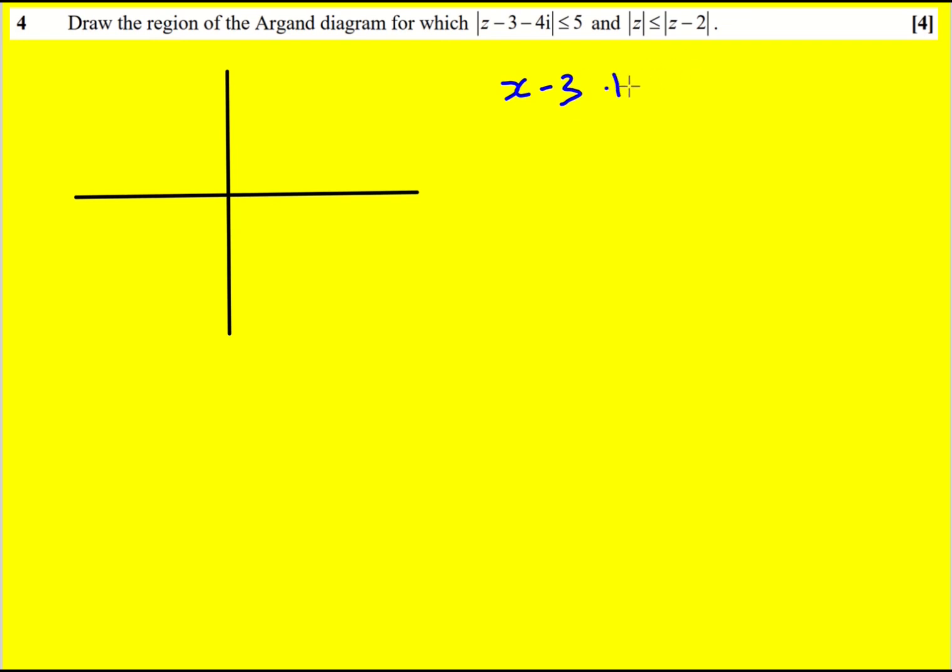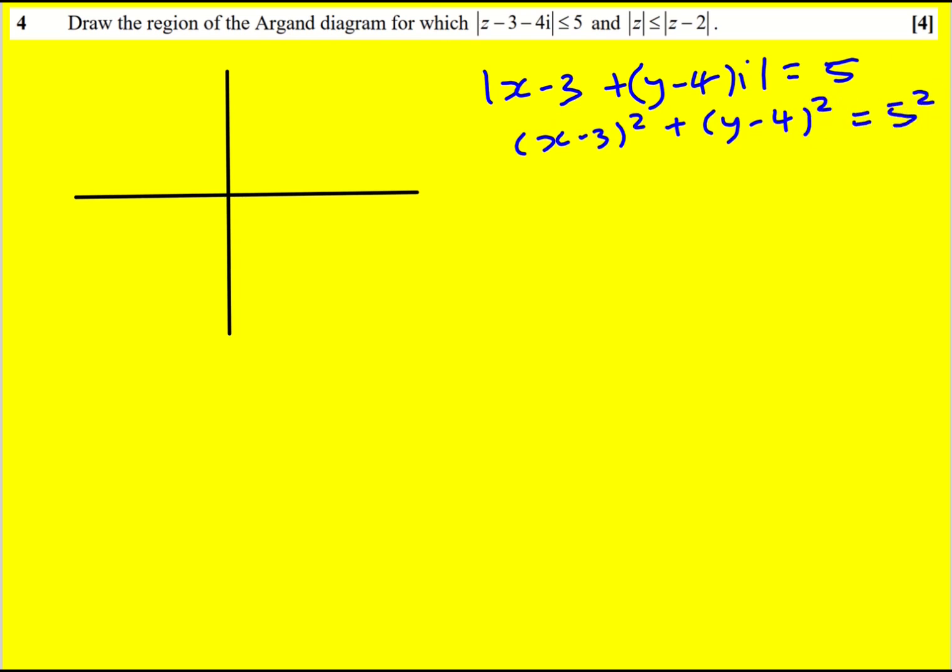So we've got x minus 3 plus y minus 4i. That's how I can write that z, because z is actually x plus iy. And this is less than or equal to 5. Remember, to get the magnitude of a complex number, let's just set it equal for the moment, actually. Then we'll bring the less than back in. So to get the magnitude, we'll use Pythagoras' theorem. It will be x minus 3 squared plus, ignore the y, plus y minus 4 squared is equal to 5 squared. And there we go, there's our circle.